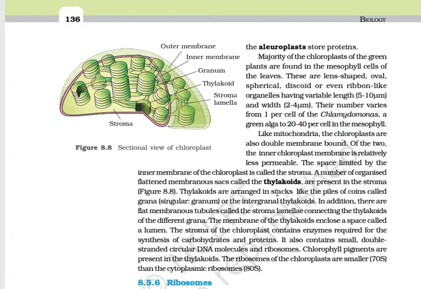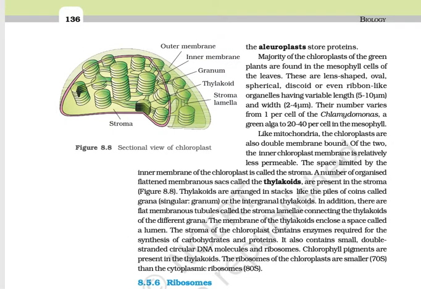Thylakoids are arranged in stacks like the piles of coins called grana, singular granum, or intergranal thylakoids. In addition, there are flat membranous tubules called the stroma lamellae connecting the thylakoids of the different grana. The membrane of the thylakoids enclose a space called lumen.